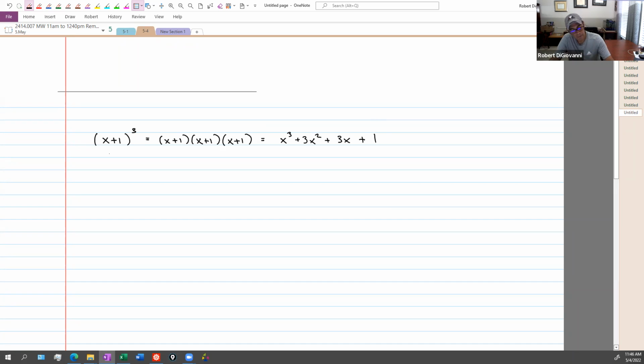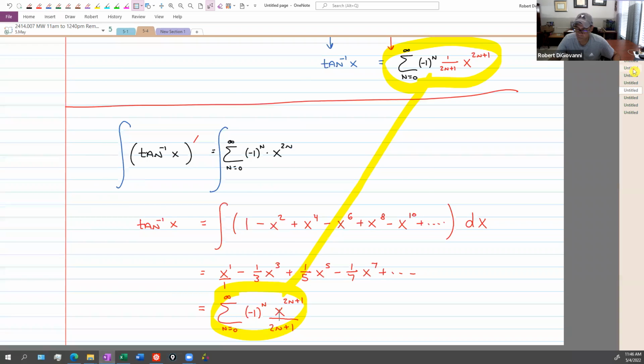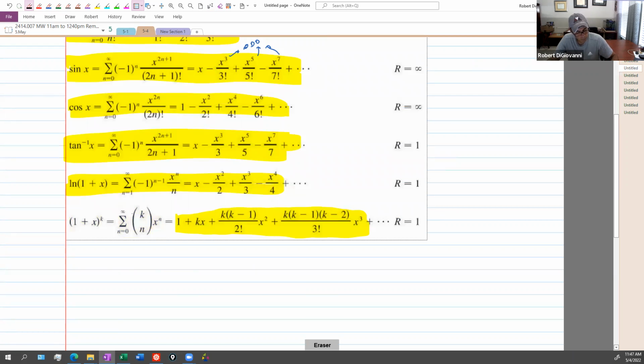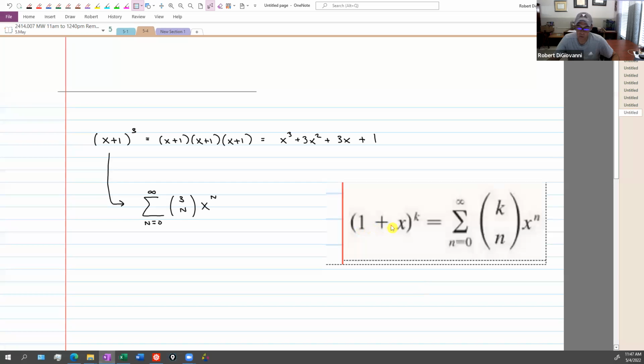Yeah. Okay. But this is actually the sum from n equals 0 to infinity of 3 choose n times x to the n. Why? Well, because that's what we just established, right? We just established this, that if you give me 1 plus x, or you could switch the order, x plus 1 to the kth power, it should be this infinite sum, right?